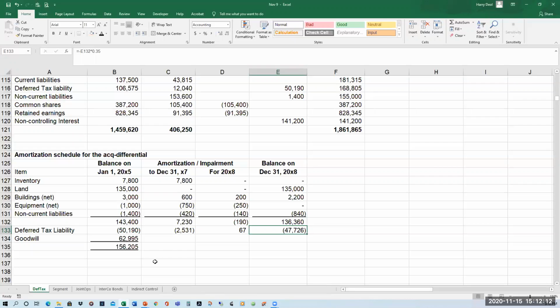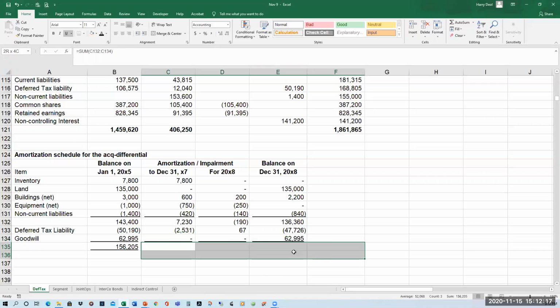Liabilities are credits. Goodwill, there's been no amortization or no impairment rather. So the total balances are, as far as the amortization is concerned, taking into account also the amortization of the deferred tax liability, total amount is 4,700. A little bit of a rounding error there. 124 credit for the year 2008, leaving us with 151,629 as the net unamortized acquisition differential at the end of 2008.